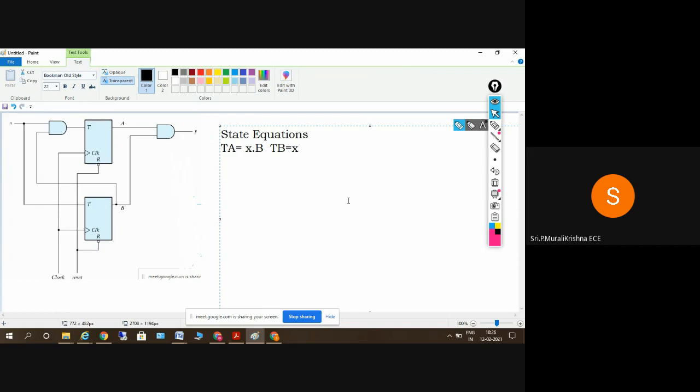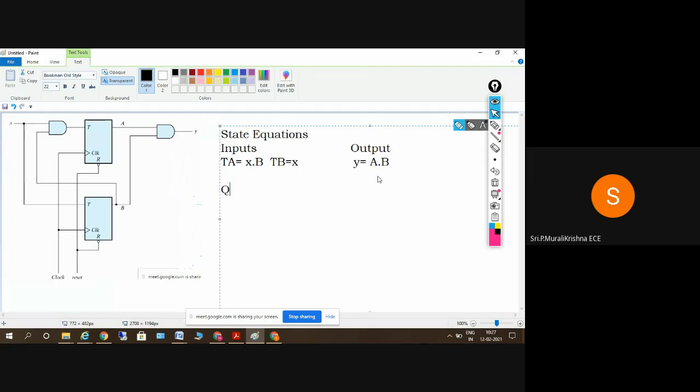And we have one more expression here, y, which is the output equation. These are the inputs here, and this is the output, y. So what is the value of y? A into b. Now we will find another method to find a of t plus 1 and b of t plus 1. The method is the characteristic equation.